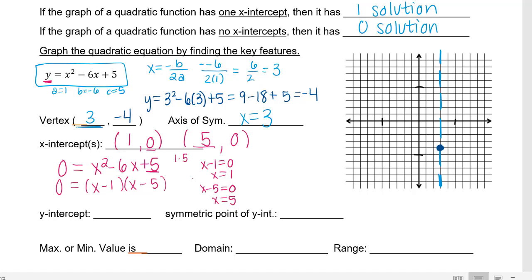So we'll graph those 2 points. Ready? (1, 0) and then (5, 0). Oops. (5, 0). Sorry about that.